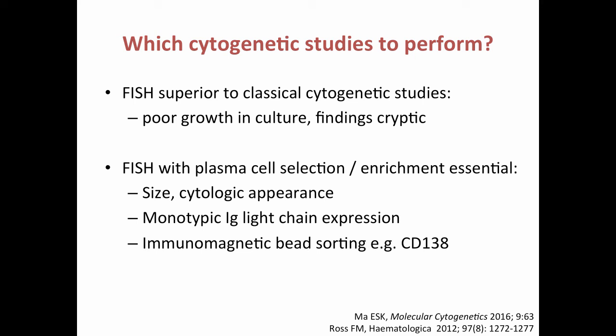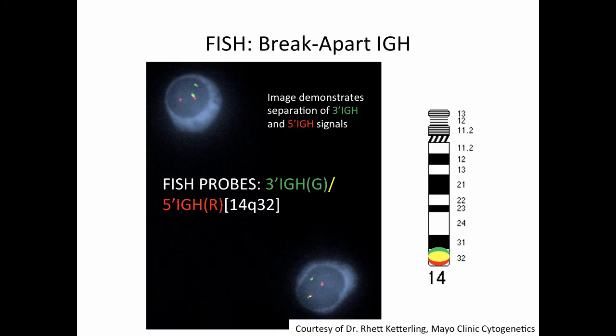Although fluorescence in situ hybridization studies are preferred, it's essential that these FISH studies are performed following plasma cell enrichment. Without this important selection method, FISH studies often give false negative results. There are several methods available for plasma cell enrichment, including combining FISH with morphology, light chain expression, or CD138 selection. For the case example, light chain restricted plasma cells were evaluated and demonstrated the following findings.